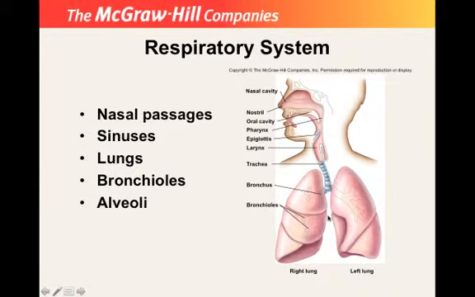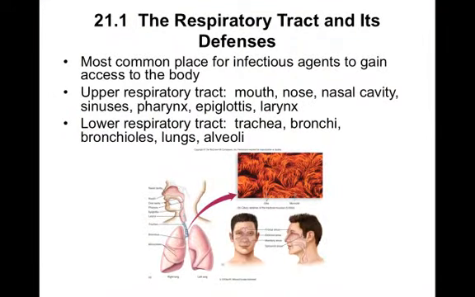Primarily it's broken up into the upper respiratory tract, which essentially is everything up here, and then the lower respiratory tract, which is everything down here. Generally speaking, the upper respiratory tract has plenty of commensals. It's basically full of bacteria, and then the lower respiratory tract should be pretty much sterile.